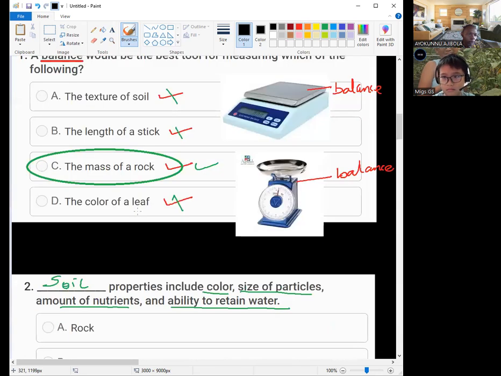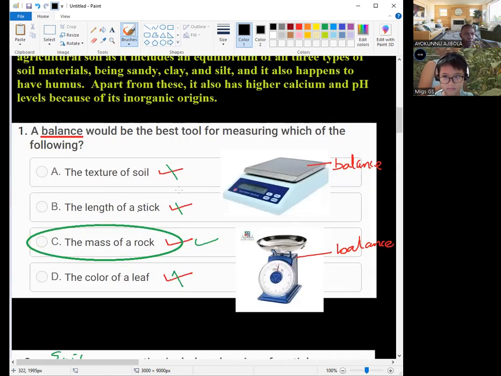Then we talked about a beam balance, which can be used to measure the mass of a rock, mass of anything. Is that clear?